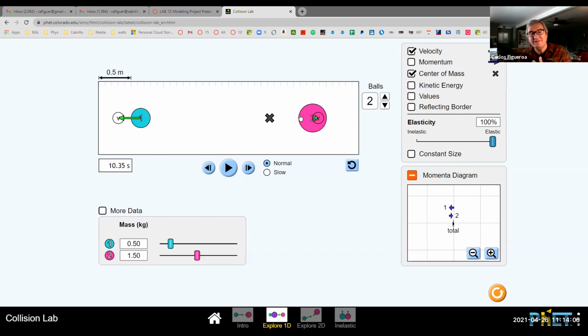And what you'll find here is that there's an exchange of momentums. The crazy thing about this is that it literally is an exchange, but it's hard to see because of the masses here.